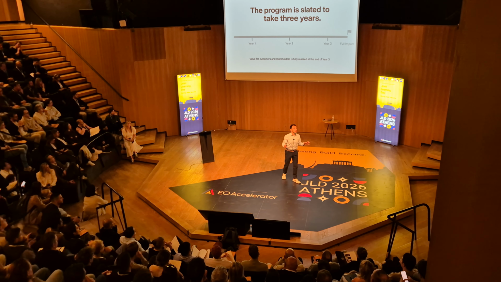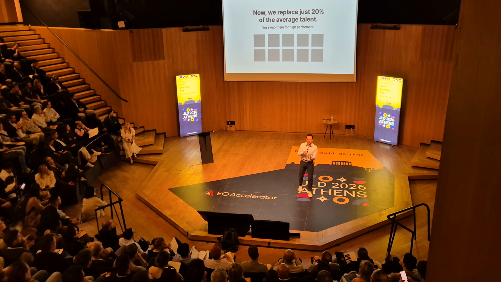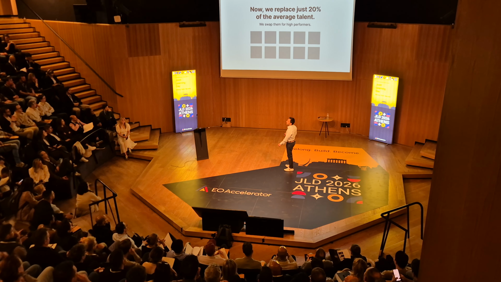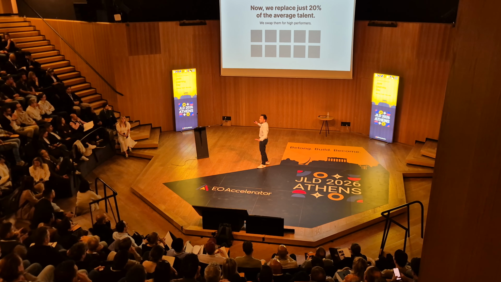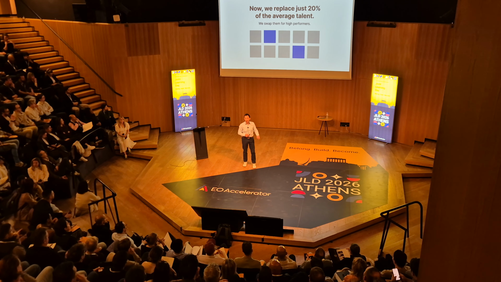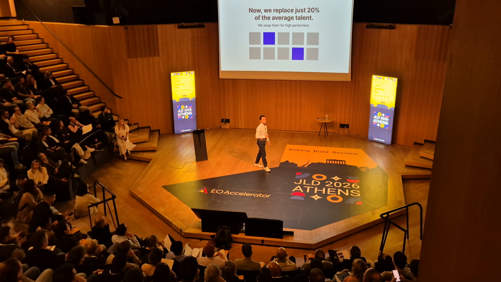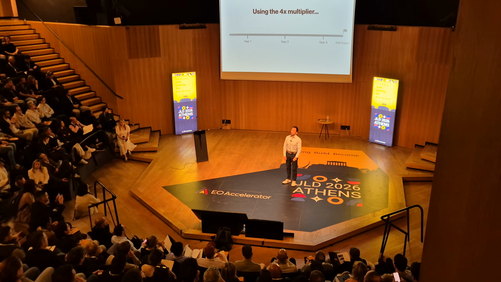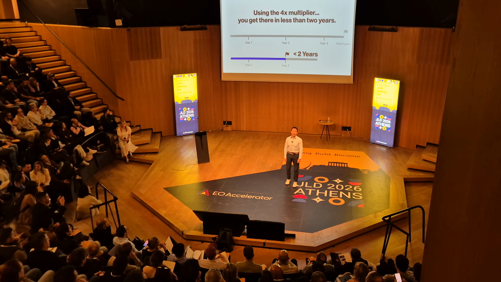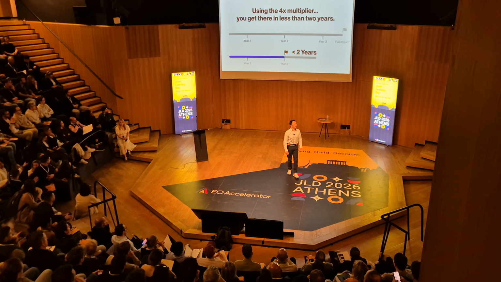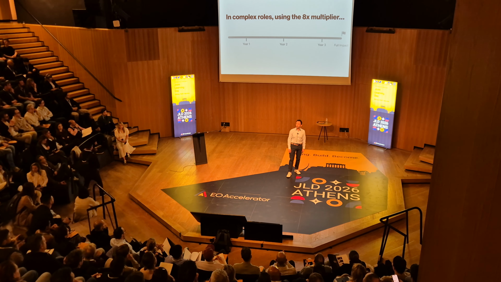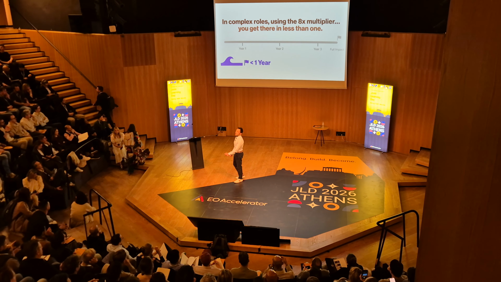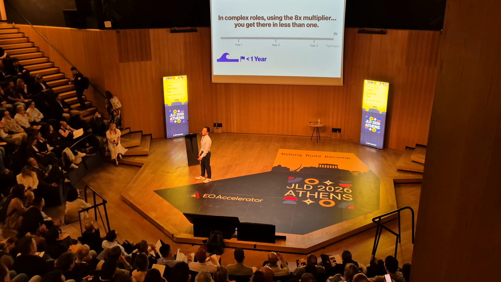Now what we do is we go into your business and we're going to swap out 20% of the average performers with high performers. Not everybody, and only the average ones. We're going to swap out 2 out of every 10. Using that 4 times multiplier, you will get there in less than 2 years. And if you have high complexity roles, and most of you do, then you can use the 8 times multiplier, and you get there in less than 1 year.